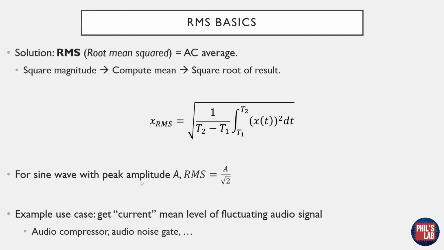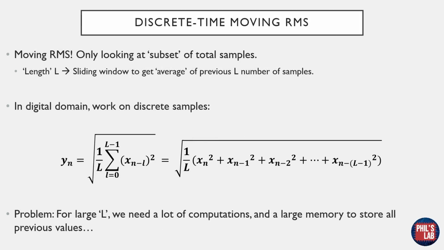So for example, for a sine wave with peak amplitude A, the RMS value of that sine wave is the peak amplitude divided by square root of 2. And there's similar results for triangle waves, square waves, and so on. In general, being able to compute the RMS is very useful. Some example use cases might of course be for power calculations, but also, for example, in audio processing, we want to get a current mean level of this fluctuating AC audio signal. And this can be used, for example, in audio compressors, audio noise gates, and anywhere where you have to detect some sort of envelope.